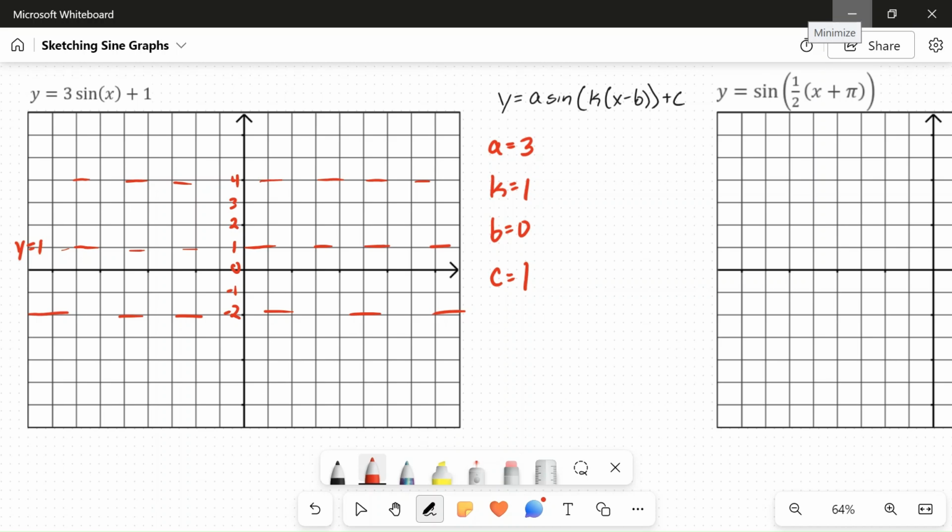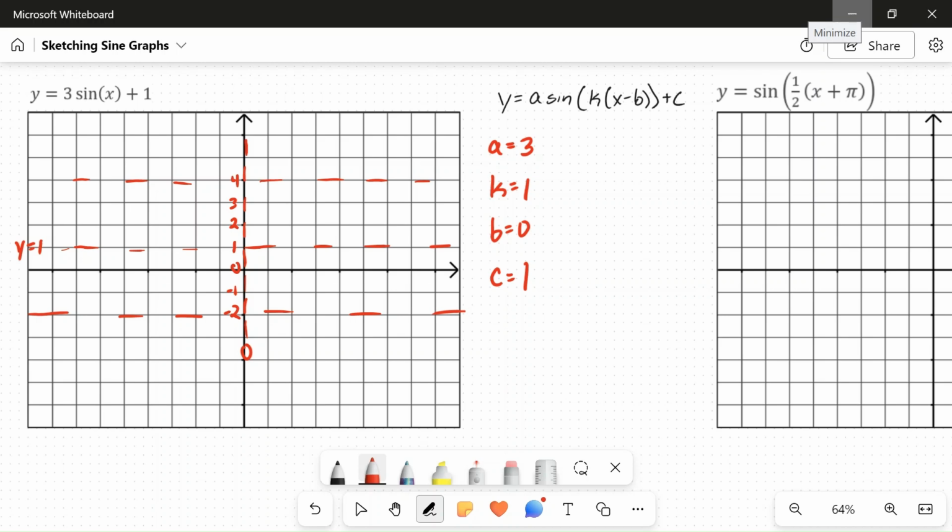The next part is I want to figure out where the graph starts, so where does one period start? The easiest way to figure that out is to use our b value. In this case, there's no horizontal shift. B is 0, and that corresponds to x equals 0. We're starting at x equals 0. I then need to figure out how long this graph is going to go.